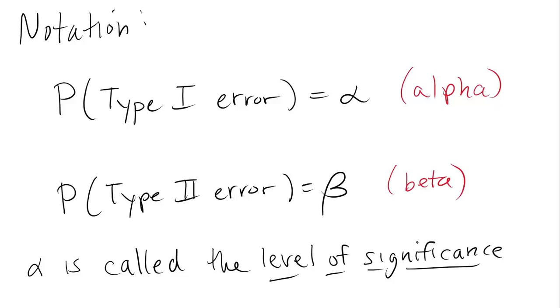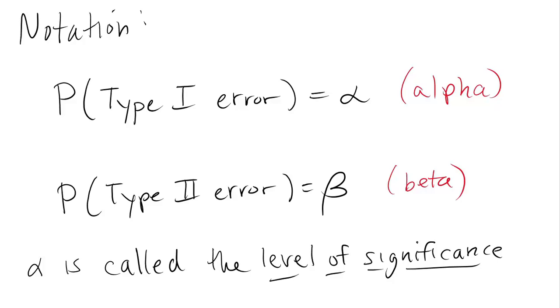Our word alphabet comes from alpha and beta. We're going to use alpha in our decision-making process, so we're going to give that an extra name. Alpha is called the level of significance, or sometimes the significance level. And we take these probabilities into account when we make our decision.